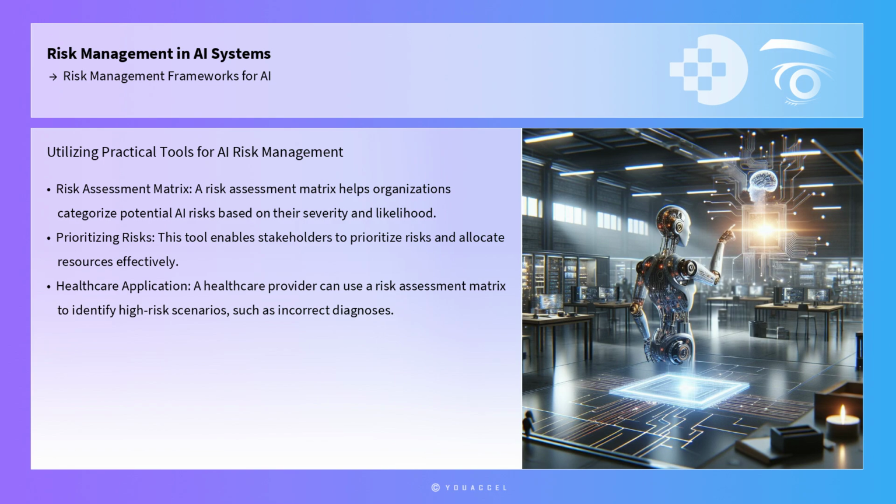Practical tools such as risk assessment matrices and AI ethics checklists are invaluable in applying these frameworks. A risk assessment matrix helps organizations categorize potential AI risks based on their severity and likelihood. This tool enables stakeholders to prioritize risks and allocate resources effectively. For instance, a healthcare provider implementing AI for patient diagnosis can use a risk assessment matrix to identify high-risk scenarios, such as incorrect diagnoses, and develop mitigation strategies accordingly.